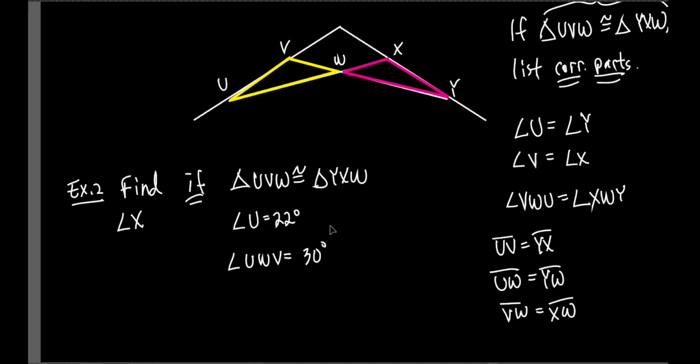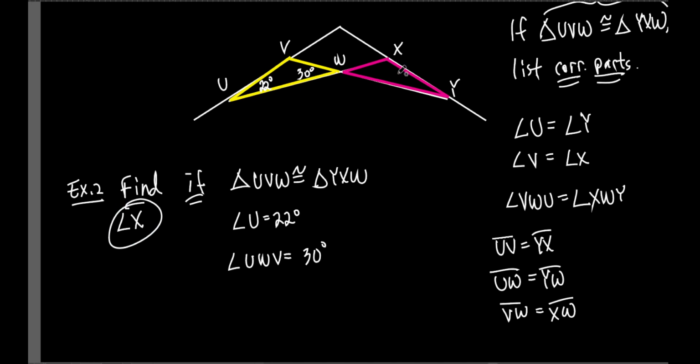All right, so what are we going to do? Let's put some stuff in here. This angle U is 22 degrees. So where is angle U? It's right there. So that's 22 degrees. Angle UWV, where's that? UWV, that's this one right here. That's 30 degrees. And the question says, find what? Angle X. Well, wait a minute. Angle X is way over here on this pink triangle, right?